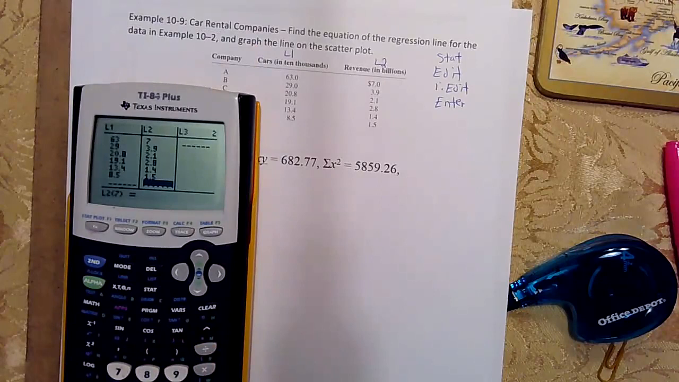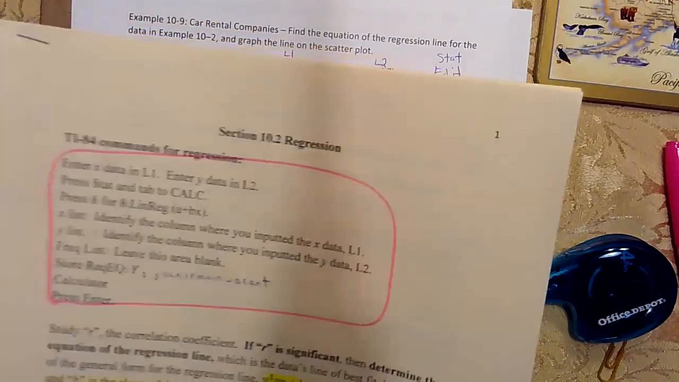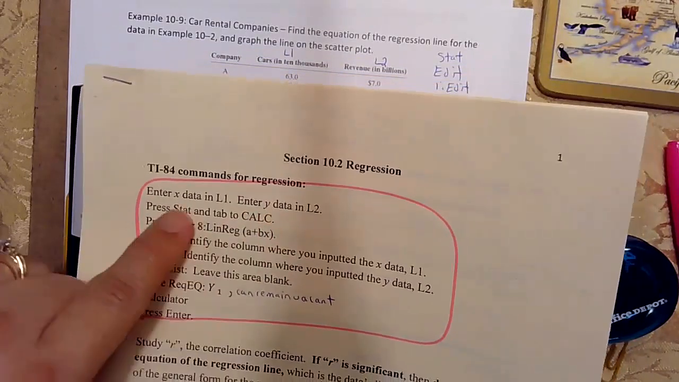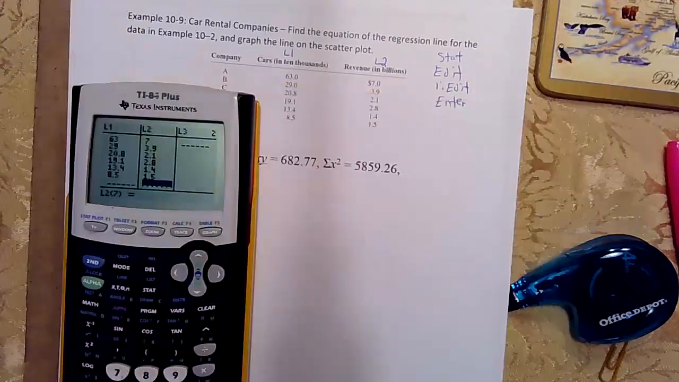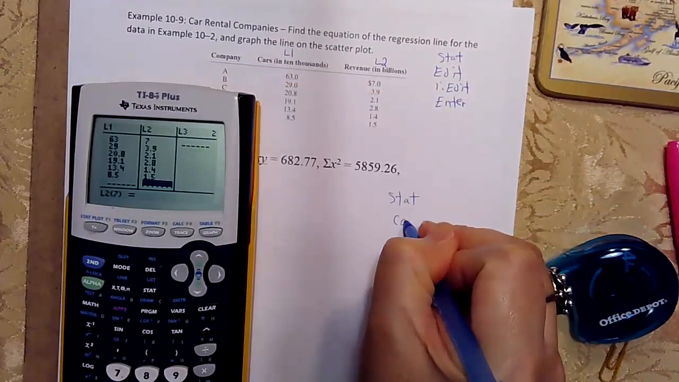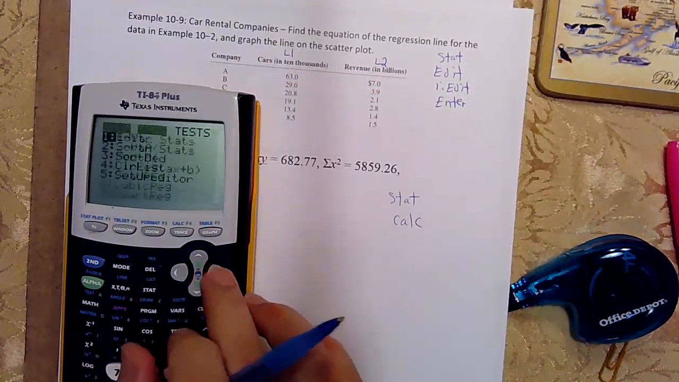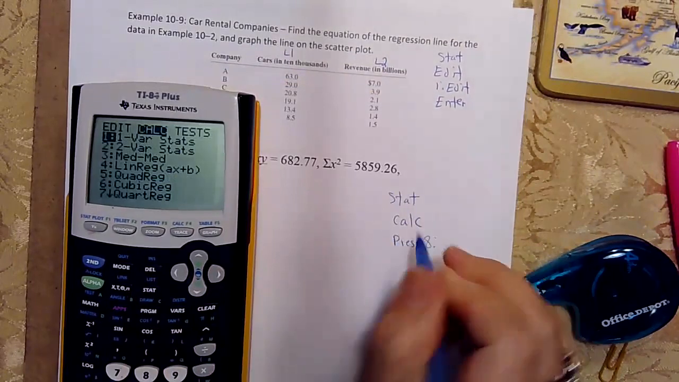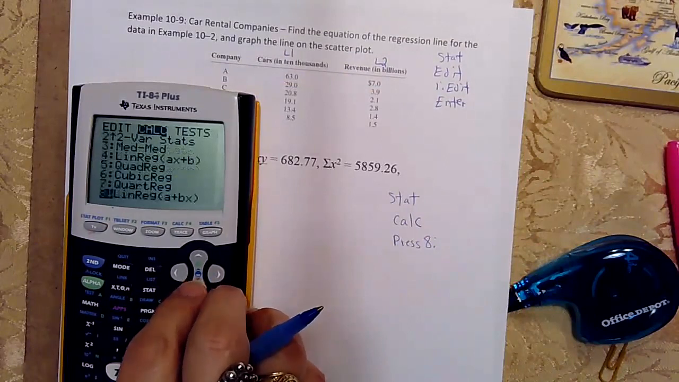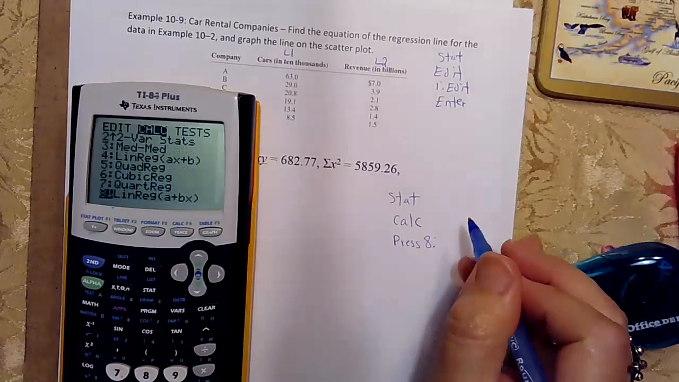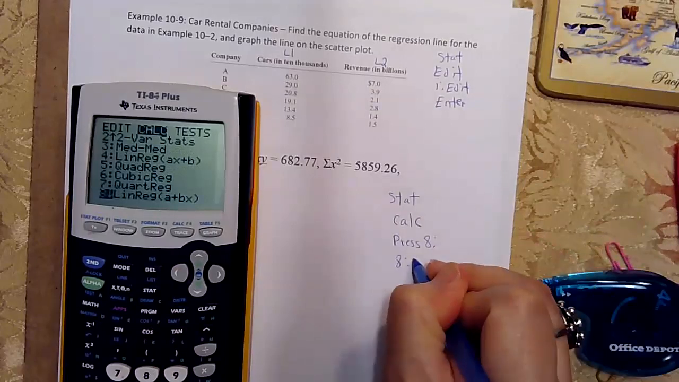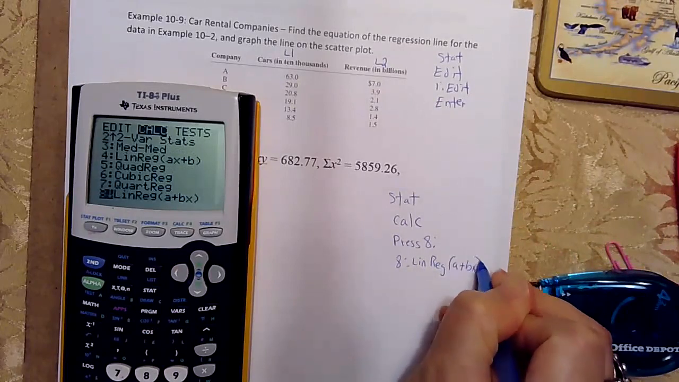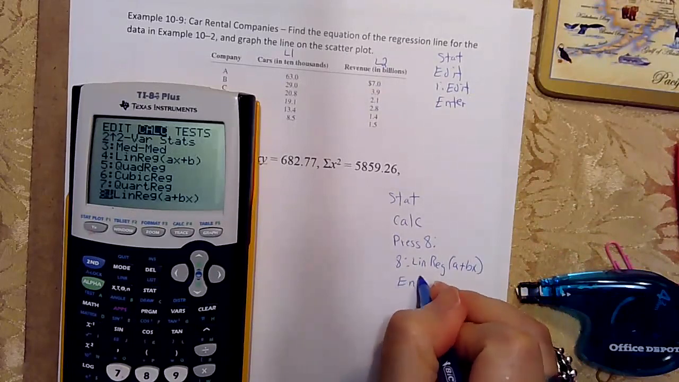Okay, and then you're going to use your calculator commands. That's where that other handout is, I had you print those handouts. These are your calculator commands. So we enter data in L1, enter data in L2, and you basically press stat and then tab over to calculate, and then you want to press 8. I know you can't see 8 there, but 8 is linear regression A plus BX. So that's why you want to press 8 and then enter.